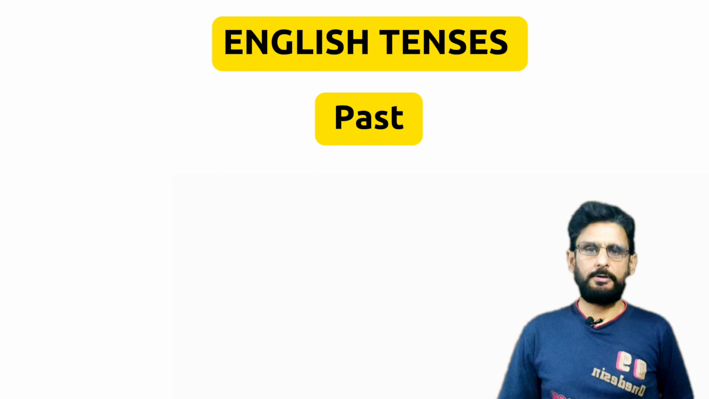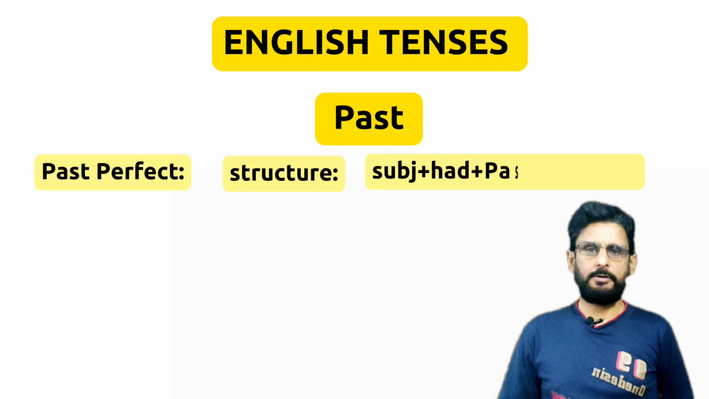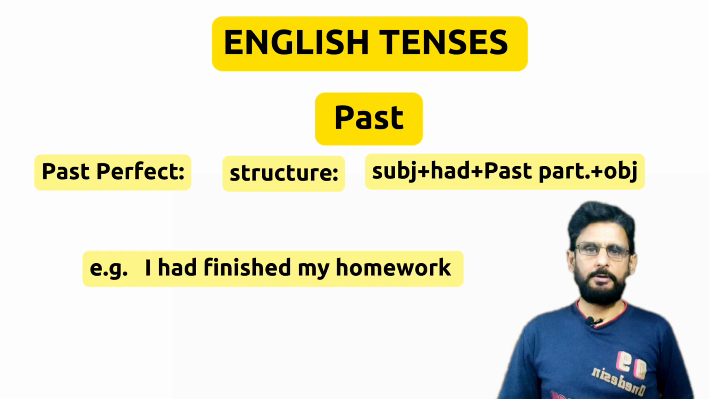Next is past perfect tense. Past perfect tense is the type of tense in which an activity has started off in the past and has finished in the past. Right? It started off in the past and came to an end in the past. Right? So this is the basic meaning or concept of past perfect tense. What is the structure of it? Structure of it is subject plus helping verb had plus past participle. This is the structure. For example, I had finished my homework.